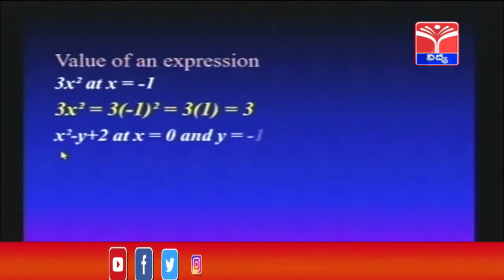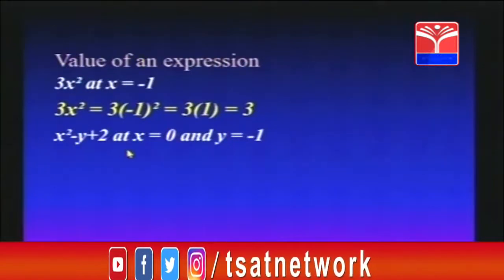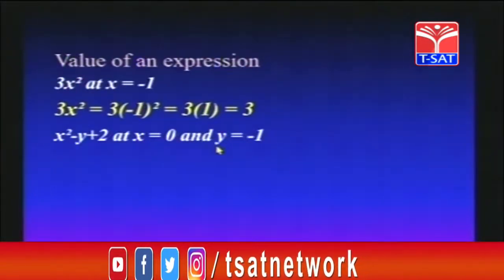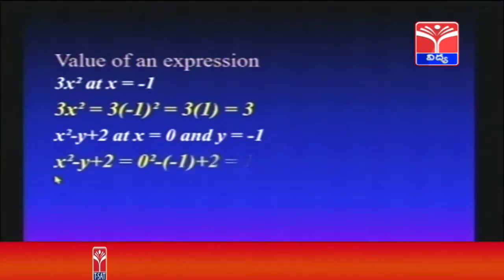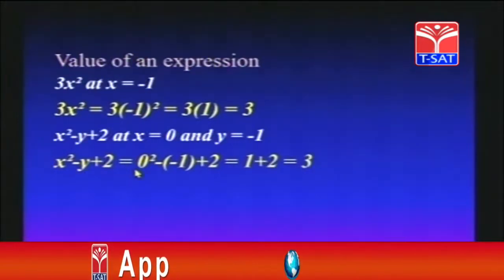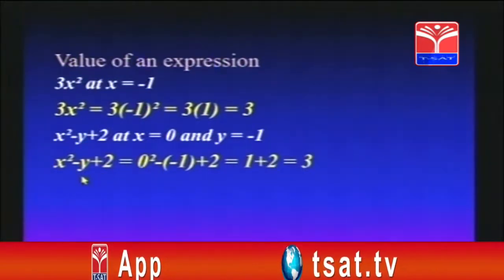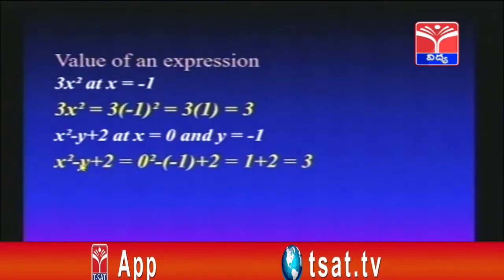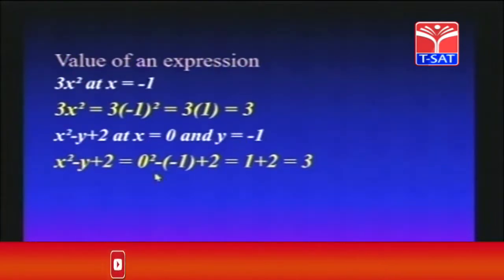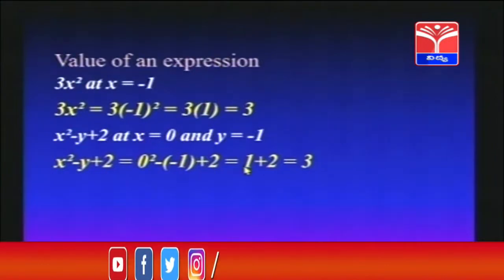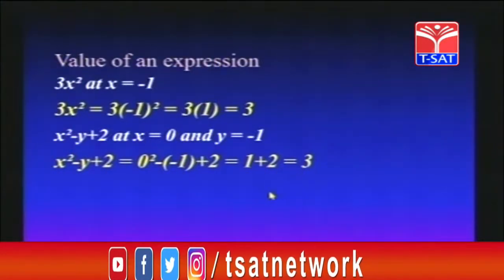Next one, x square minus y plus 2 at x is equal to 0 and y is equal to minus 1. If you substitute the values, in place of x we have 0, that is 0 square, as it is, and in place of y you will have minus 1. So minus of minus 1 plus 2. So it is 1 plus 2, that is equal to 3.